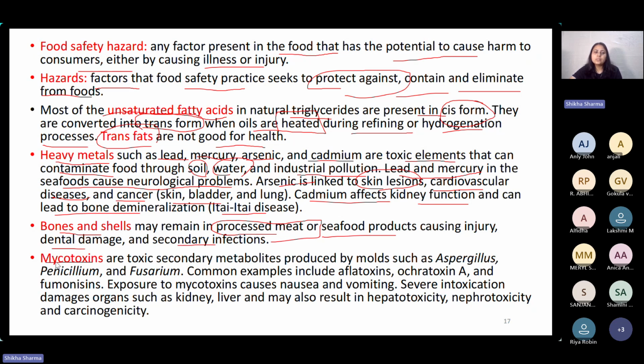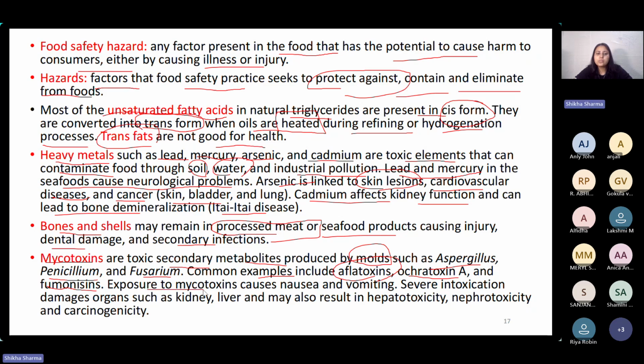And then mycotoxins, which are toxins produced as secondary metabolites by molds such as Aspergillus, Penicillium, and Fusarium. So these can come under the microbiological hazards. Common examples are aflatoxins, ochratoxins, and fumonisins. Aflatoxins and ochratoxin A can be produced from the Aspergillus strain, and fumonisins can be produced from the Fusarium strain. These are the toxin names.